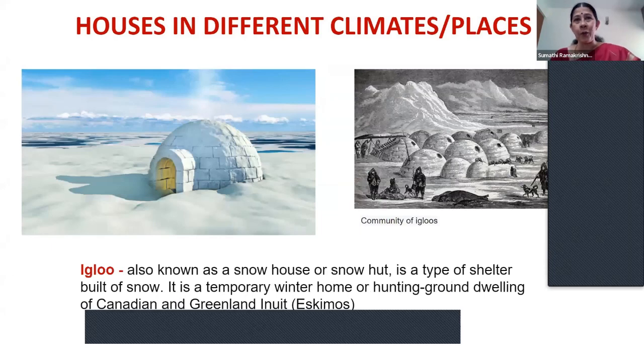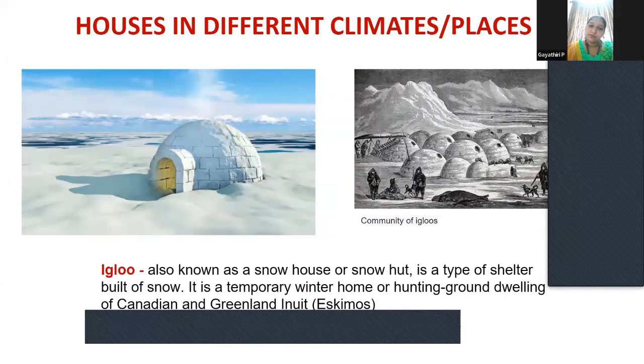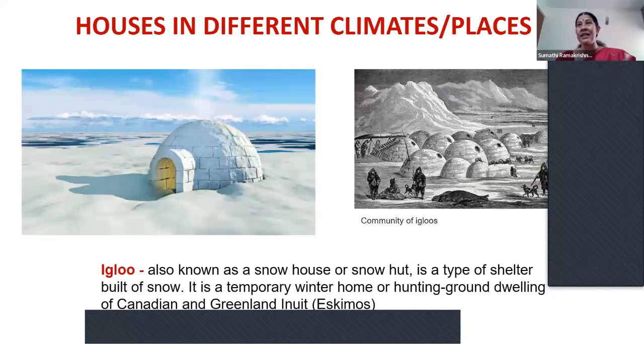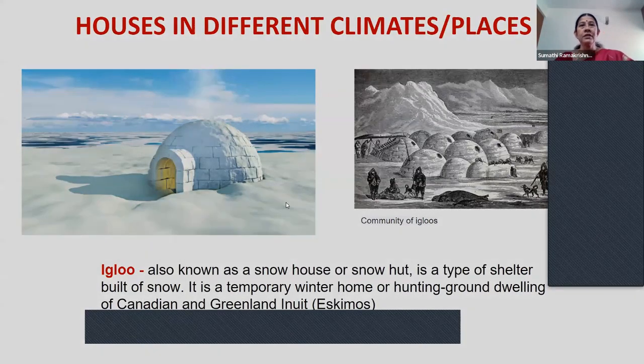Another thing is the igloo. Igloo is also a type of house. We call it a snow house or a snow hut. It's a type of shelter we can build only where we have snow, Antarctic regions and other places. And people who are living in that are called Eskimos or Inuits. In Greenland, they are there. So this is another type of house.